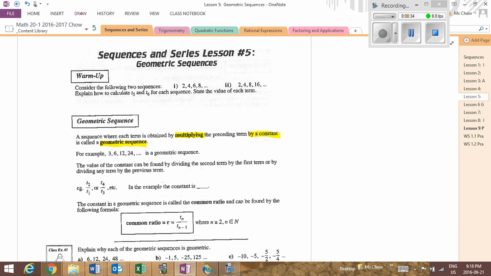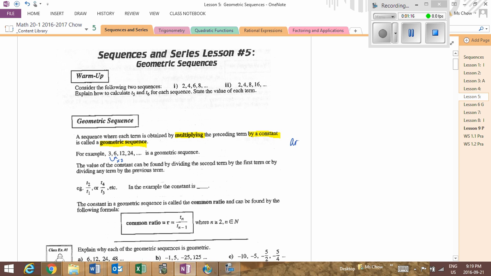So for example, we can see there that they've given us 3, 6, 12, 24, and of course that would be times 2, times 2, times 2, and so 2 is our constant that we're multiplying by. Most of you can probably identify that just by looking at it, I hope all of you can, but in some cases the numbers might not be as obvious, in which case we can divide each term by its previous term.